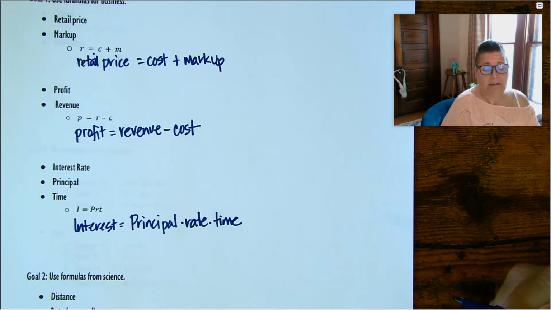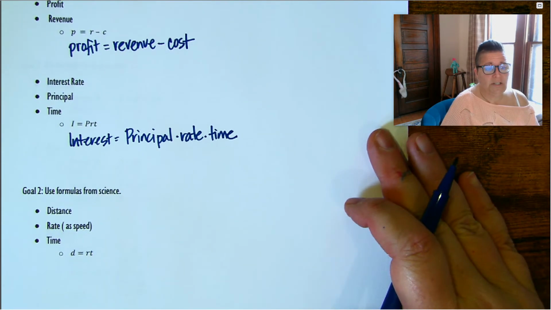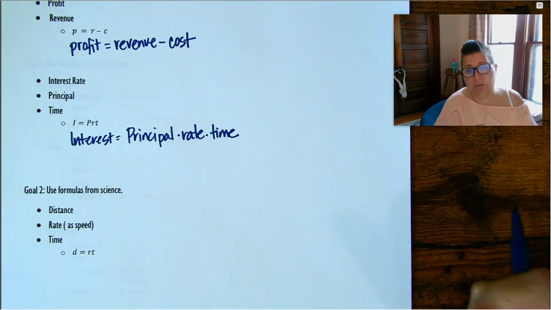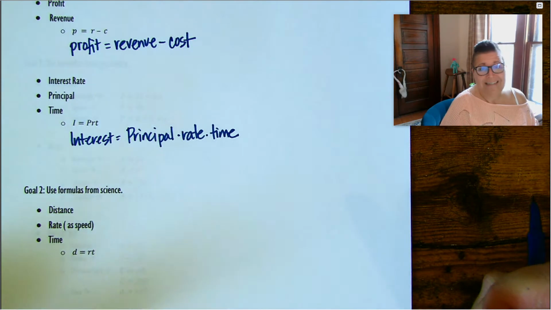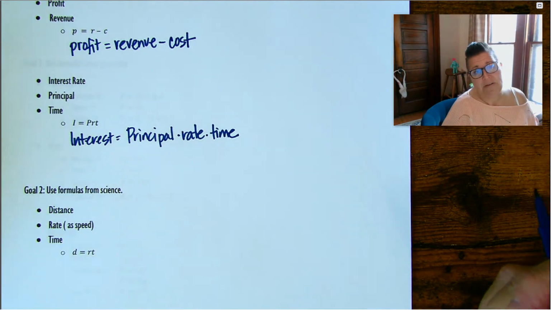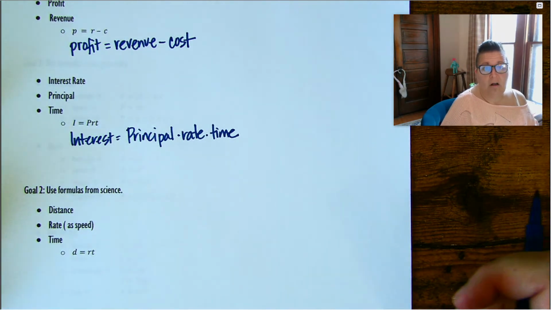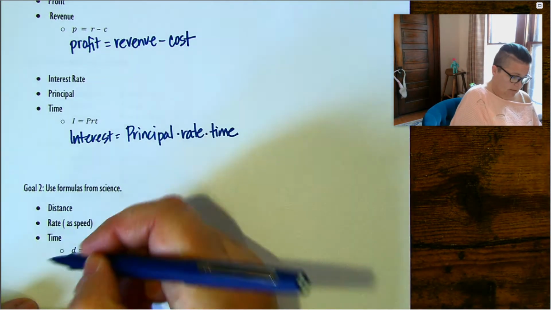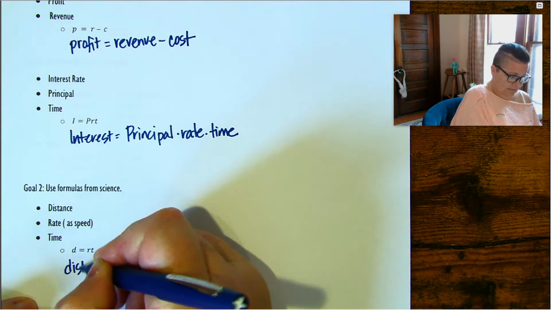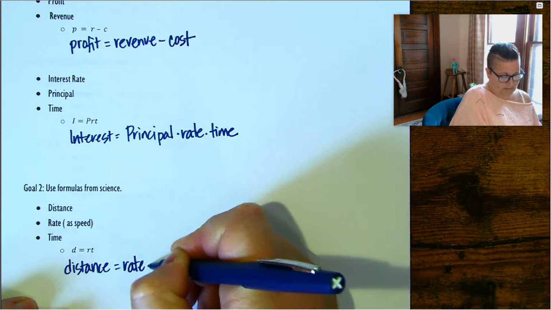All right, from science, we are going to use distance is equal to rate times time. Rate in this particular case is meant as the speed, so 55 miles per hour, 2 meters per second. All of these are rates. Distance is equal to the rate times the time.